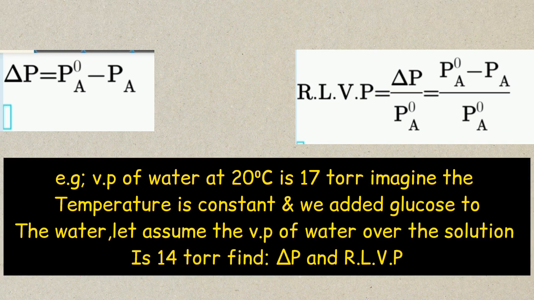Let's assume that we have water at 20 degrees Celsius. So the vapor pressure of the water is 17 torr. Let's say the temperature is constant, then we add glucose to the water. And we say that the vapor pressure of the water over the solution is 14 torr. Find the change in the pressure and also the RLVP.